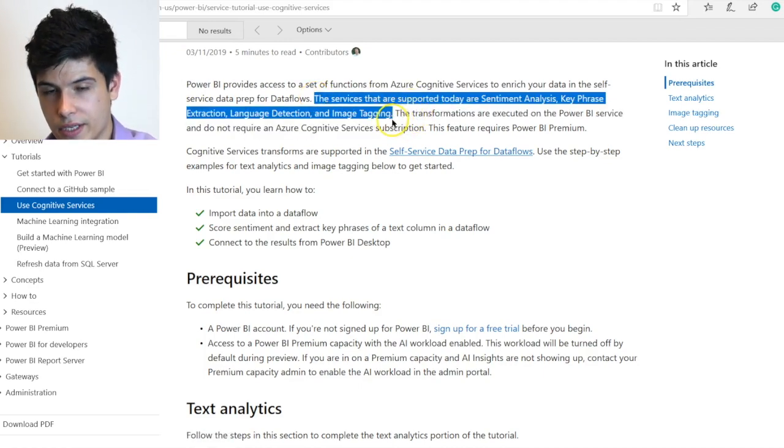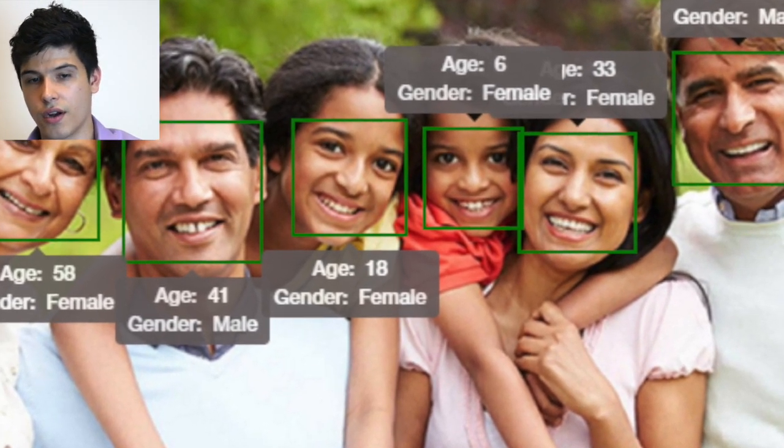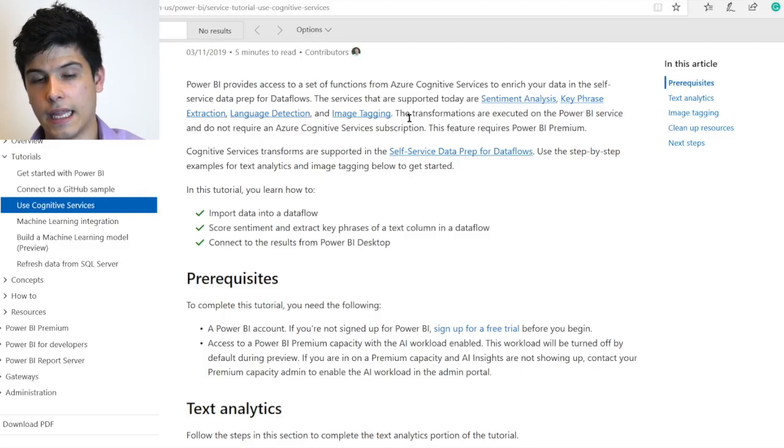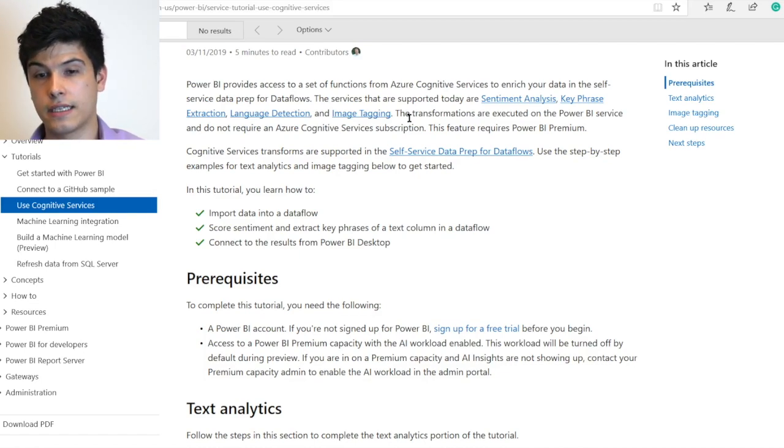The idea behind image tagging is you take a picture and it could tell you, oh, there's a chair there, or oh, there's a car there. Language detection tells you what language something's in. Key phrase extraction tells you what the most important phrases in a chunk of text are. And sentiment analysis tells you whether the sentiment in a chunk of text is positive or negative.